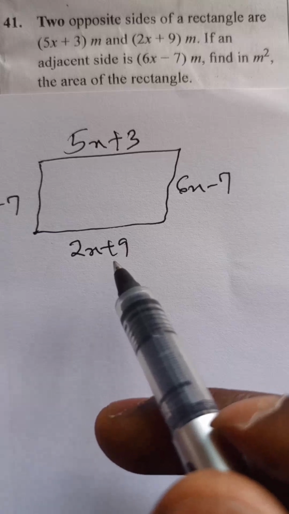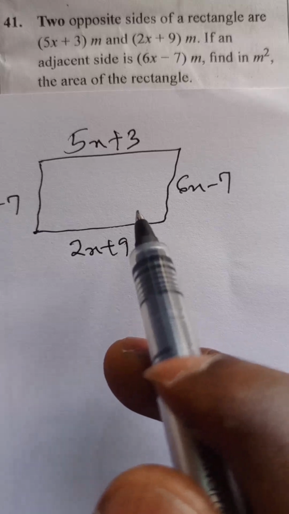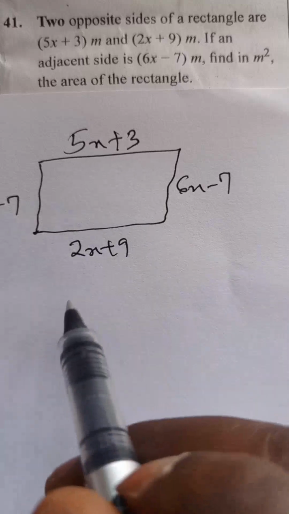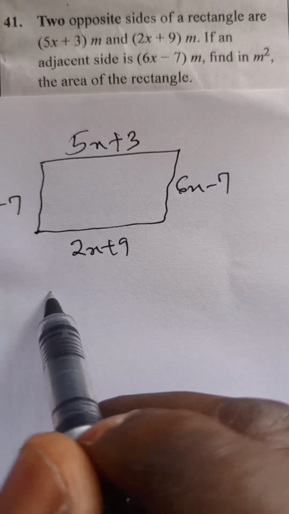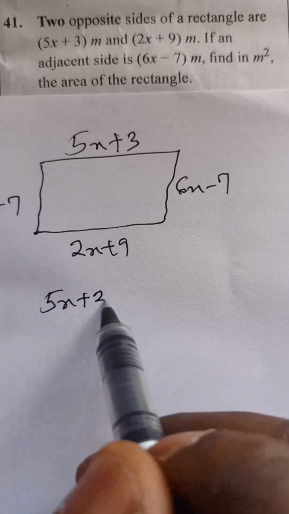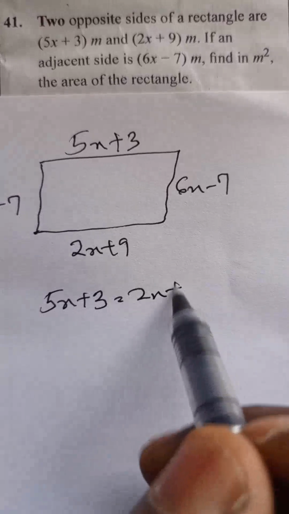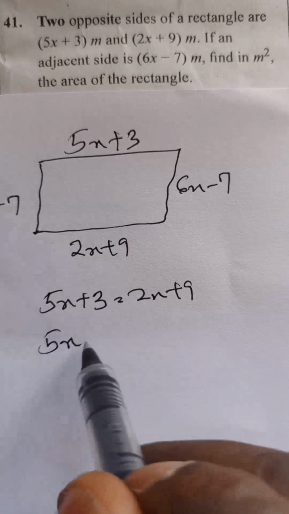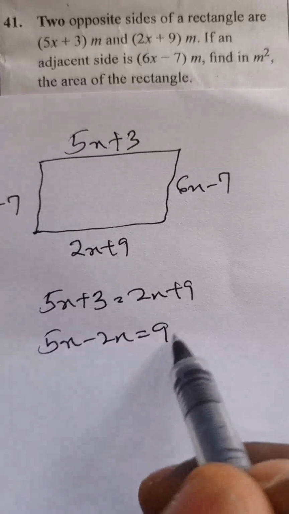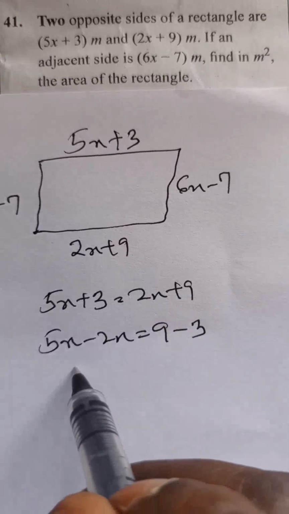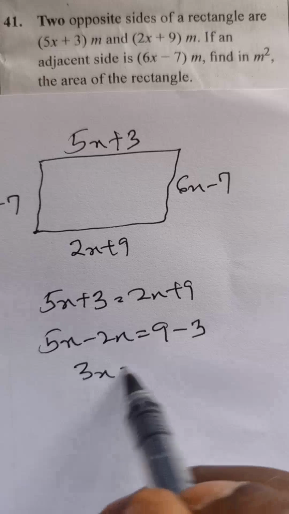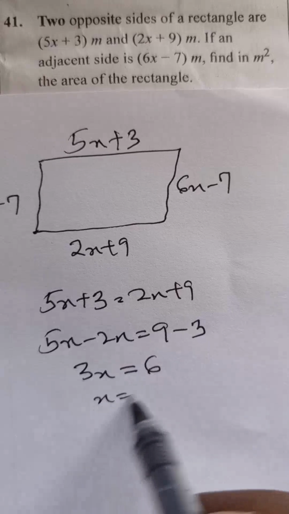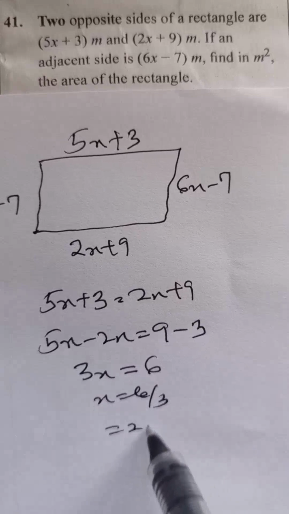Remember that one of the properties of a rectangle is that the two opposite sides are equal. So from these two lengths given, we can conclude that 5x plus 3 is equal to 2x plus 9. So from here now, we can find the value of x. 5x minus 2x is equal to 9 minus 3. When you collect the like terms, we're going to have 3x is equal to 9 minus 3. That's going to be 6. So x is equal to 6 divided by 3, which is equal to 2.